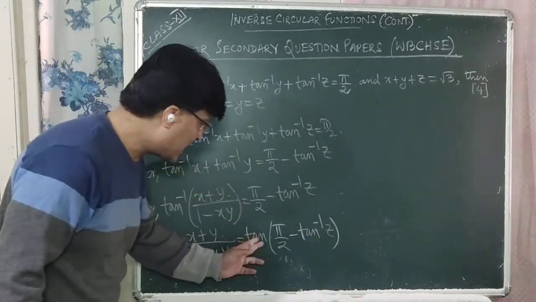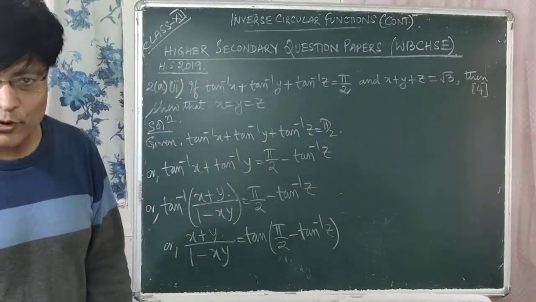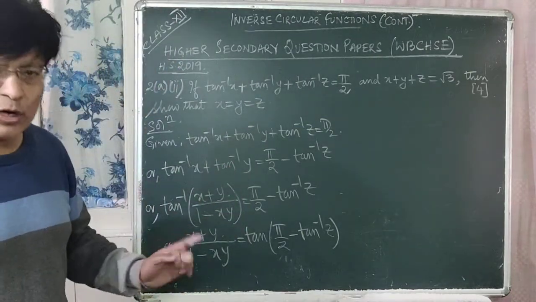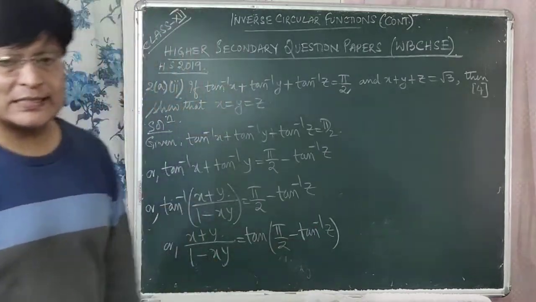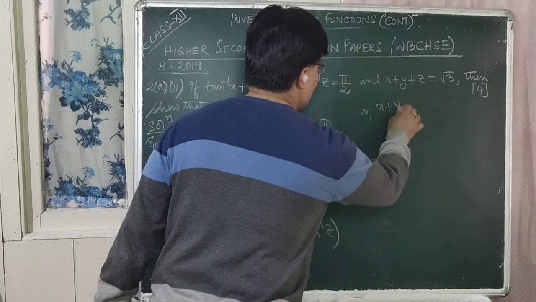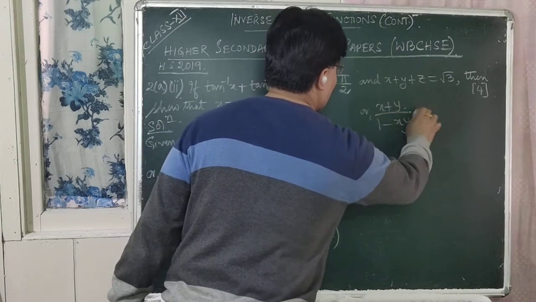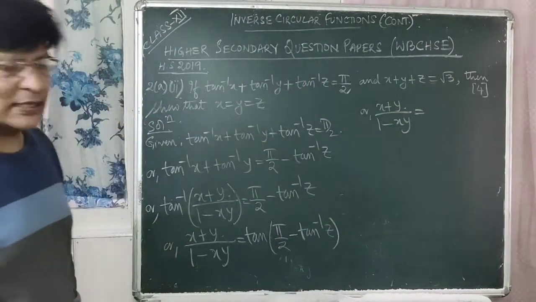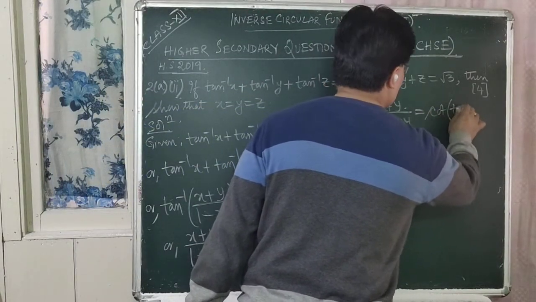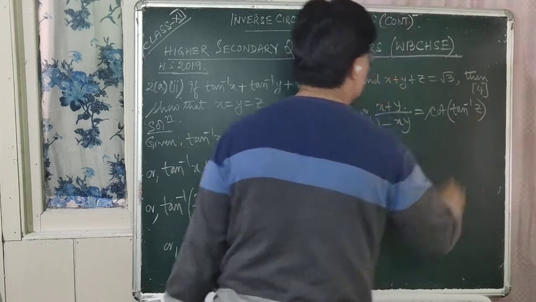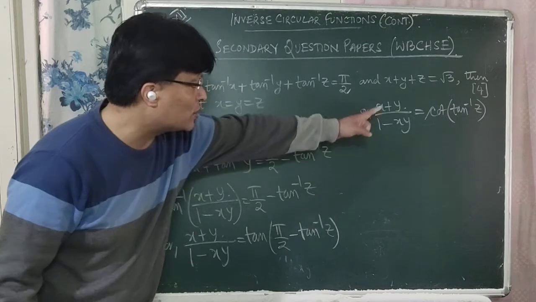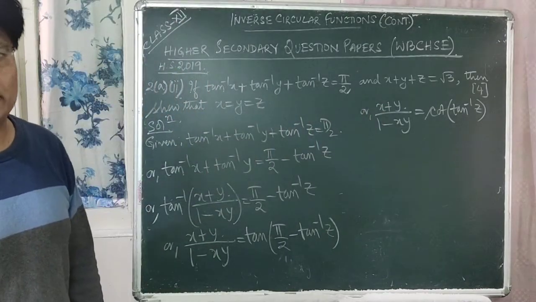Now, what is tan 90 minus theta? You know that this is cot theta, right? You have done it in class 10. What is tan 90 minus theta? It is cot theta. But what is theta out here? It is tan inverse z. So x plus y upon 1 minus xy is equal to cot theta, so this will be cot of (tan inverse z). Is that clear? That is tan 90 minus theta, here theta is tan inverse z. So what is cot theta? It is cot of (tan inverse z).